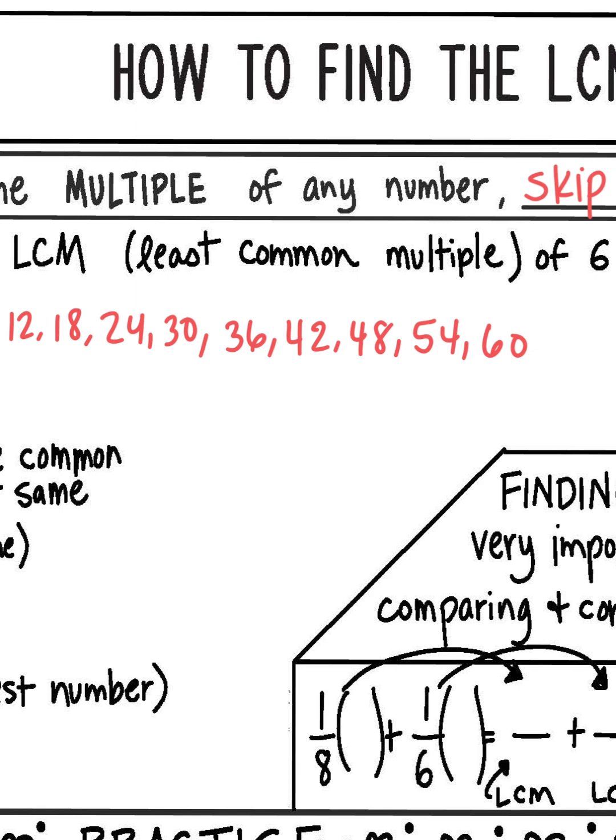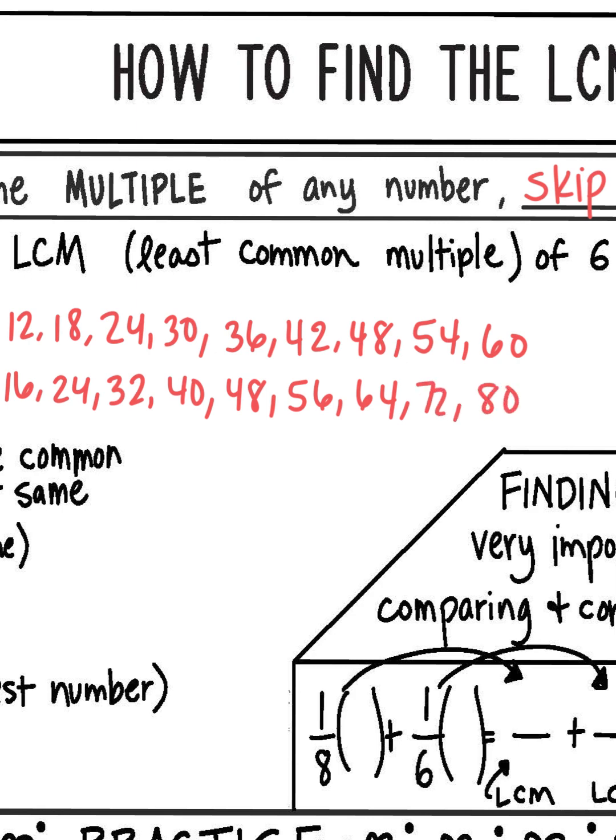Then I'm going to do the same thing for my 8s. I'm going to list out all of my 8 multiples. So 8, 16, 24, keep counting with me, 32, 40, 48, 56, 64, 72, and then 80. Okay, now we're going to look for the common multiples. So out of the first 10 that I listed for each of my numbers, I can see that I have 24, and I also have 48.